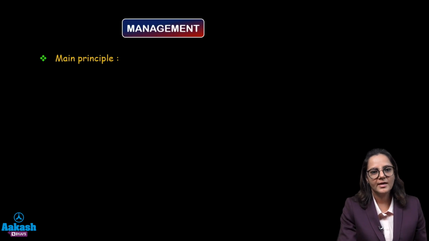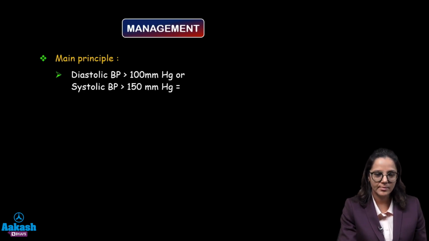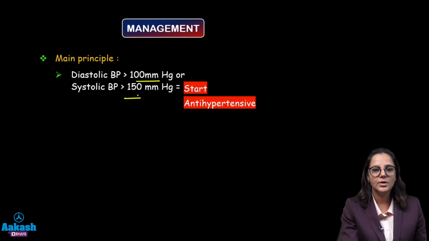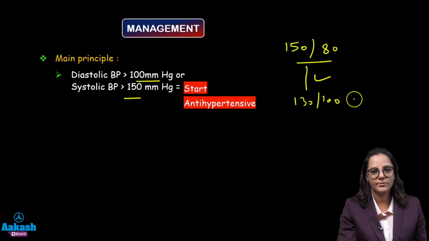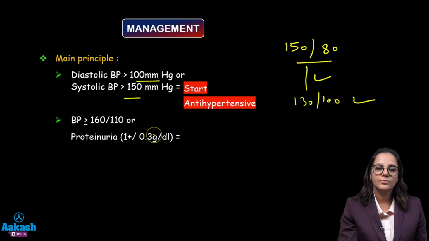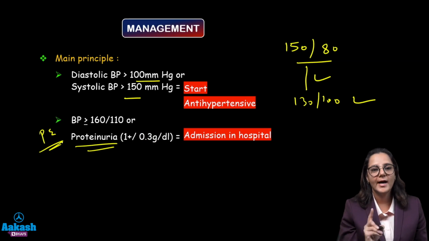The main principle in management, I have simplified it. You just need to remember this thing, that if the diastolic blood pressure is more than 100 or the systolic is more than 150, you need to start antihypertensive. So if the blood pressure is 150 by 80, suppose, you will start antihypertensive? Yes. If the blood pressure is 130 by 100 mmHg diastolic, will you start? Yes. If the blood pressure is more than 160 by 110 or the proteinuria starts coming, which means all patients of preeclampsia, you will admit them in the hospital.